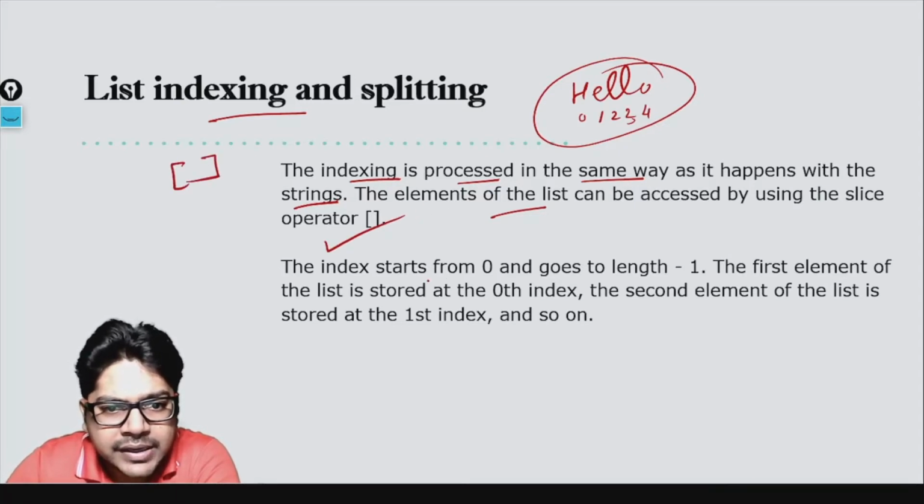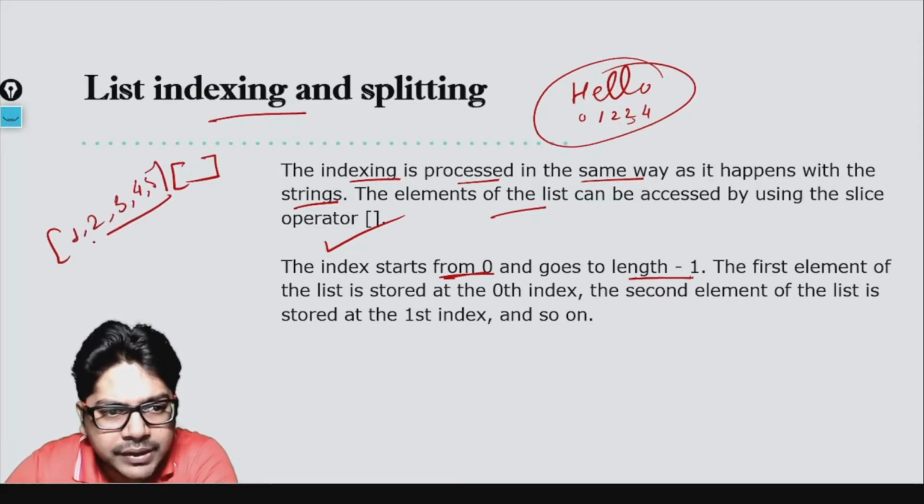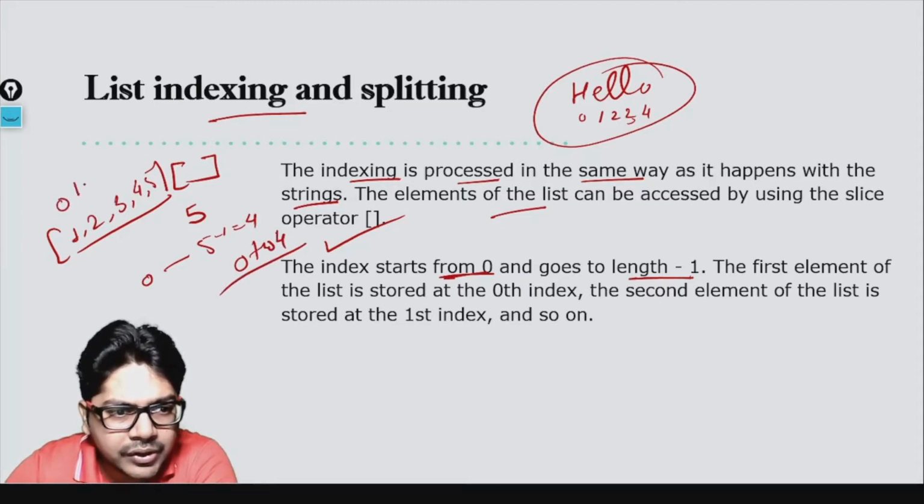Okay, the index starts from 0 and goes to the length minus 1. Let's suppose that you have a list of 1, 2, 3, 4, 5. The length of this list is 5, so it is going to start with index 0 and go till 5 minus 1, which is equal to 4. So it is going to go from 0 to 4. This is how the indexing goes: 0, 1, 2, 3 and then 4. The fifth element, the 5, is actually at the fourth index.